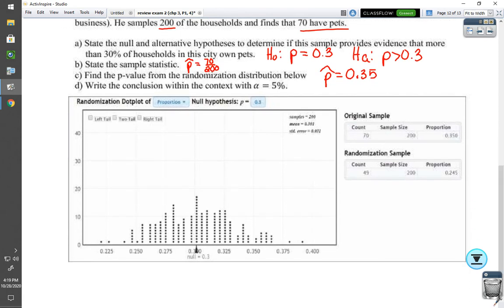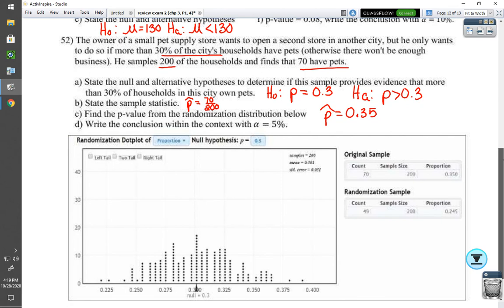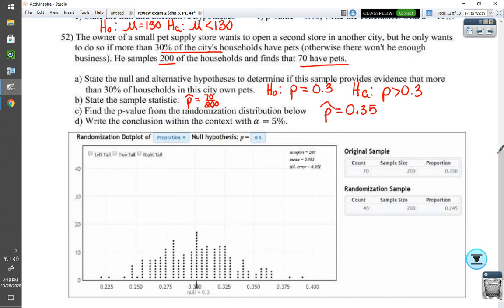I keep going on number 52. What does the question say? Letter D. Write the conclusion in the context of a 5% value. Okay, so again, we wrote these down for you, and you can read them directly, but we do not reject the null. There is no evidence that the proportion of pet owners in the city is more than 30%. Also, it wants to know the p-value. I think I skipped over it.